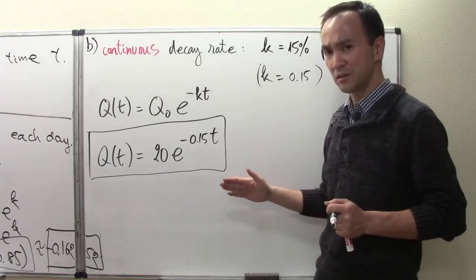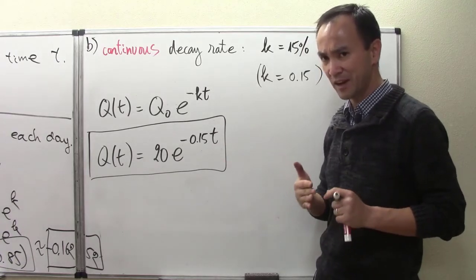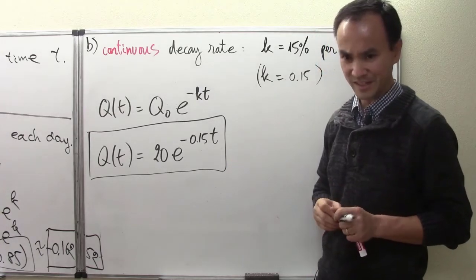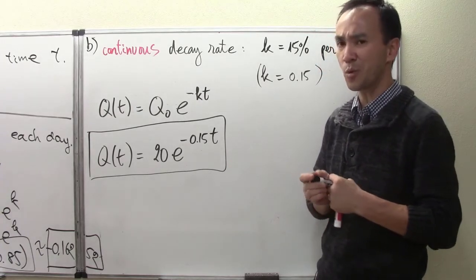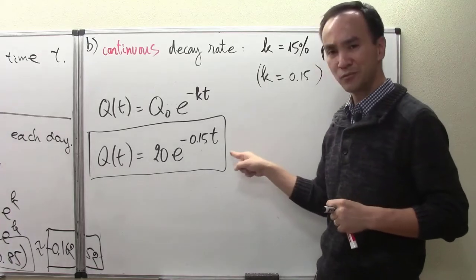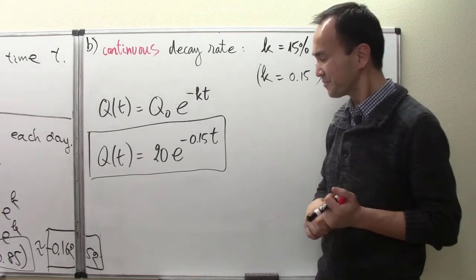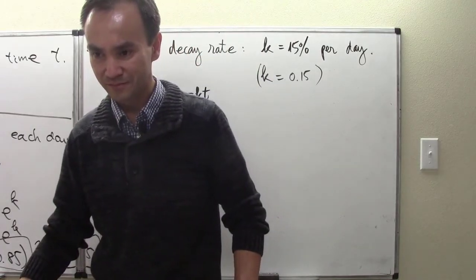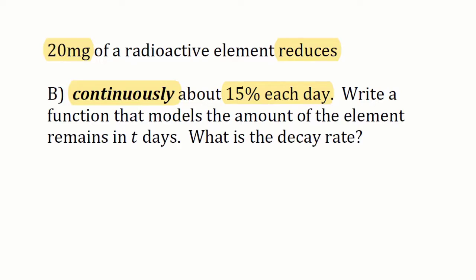Okay, but now let's look back at the problem, because I noticed earlier that there's something else after coming up with the function. There's another extra question in the same part B. After writing the function that models the amount of elements in t days, the next part is asking what is the decay rate.